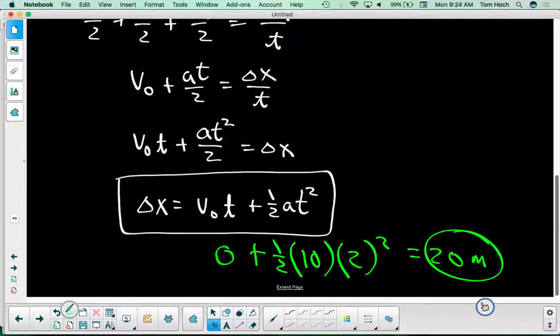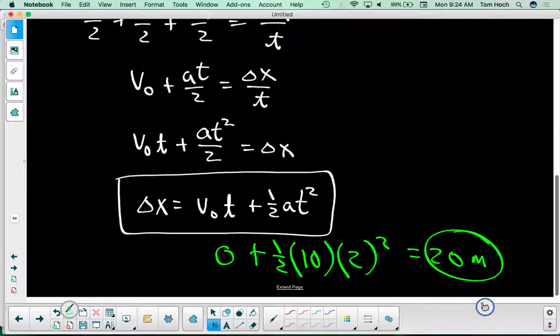Why did we put in zero for V0? Thank you. 0 times anything is 0. His initial speed was 0. That was his initial speed. Started from rest. Okay, look for that phrase. Started from rest means V initial is 0.